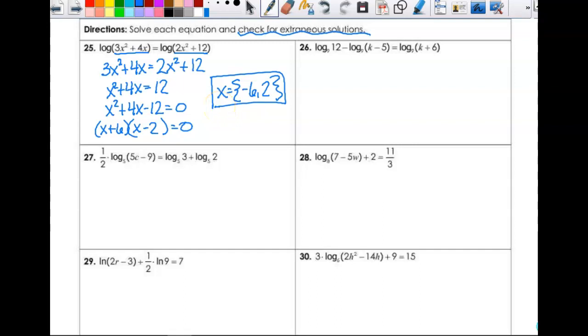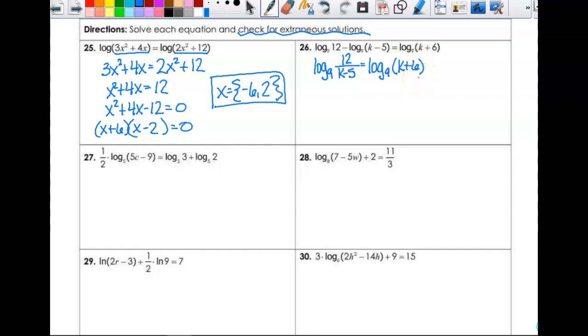Okay. All right, so now on number 26, all of the bases of the logs are the same, but in order for me to use the one-to-one property, I have to have a single log on each side, so I'm going to need to condense this. So I have 2 logs with the same base that are being subtracted. That would give me log base 9 of 12 over k minus 5, and that's equal to, not just k plus 6, dang it, log base 9 of k plus 6.